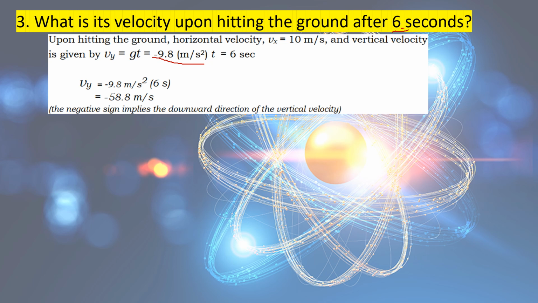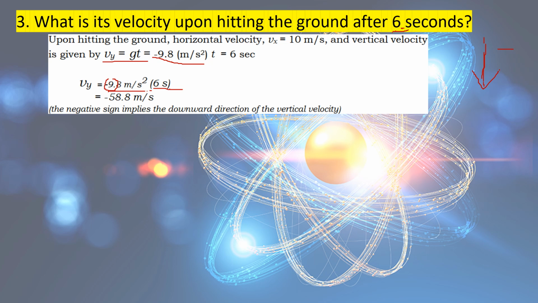So again, to get the vertical velocity, the formula is Vy equals gt. Let's substitute: g is negative 9.8 meters per second squared, and time is 6 seconds. So the question is, why is it negative 9.8? Remember, class, that the direction of the force of gravity is downward. Therefore, if the direction is downward, the sign must be negative.